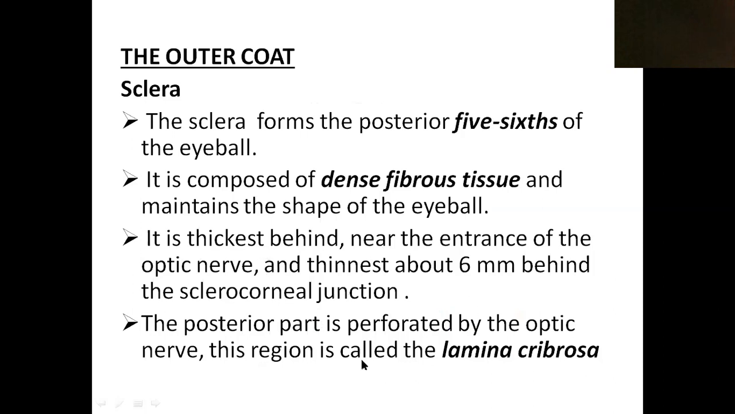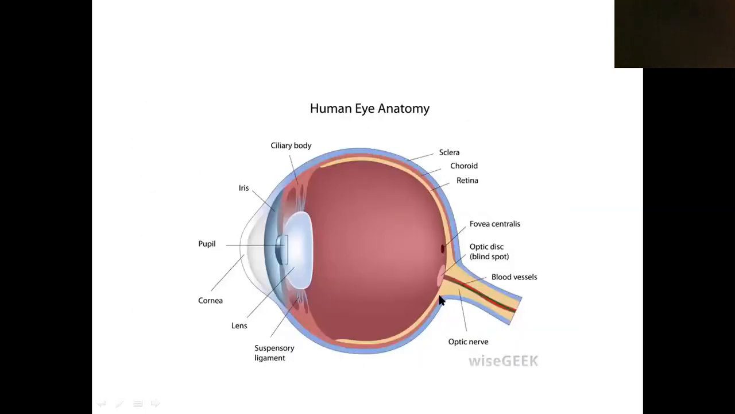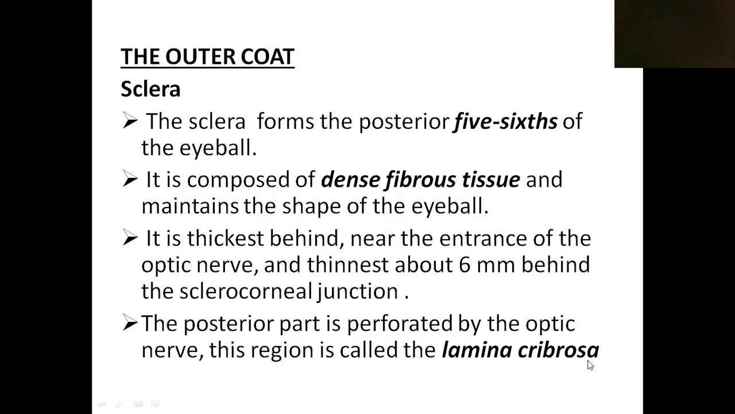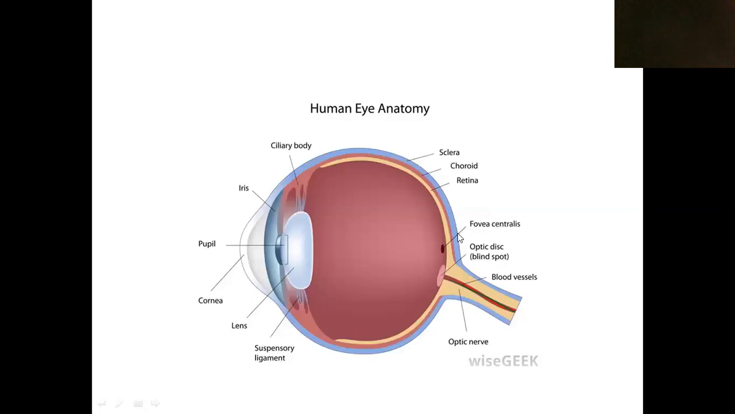Okay, and that posterior part is pierced by the optic nerve fibers. That particular part of the posterior part is known as what? Lamina cribrosa. Okay, see the point. The posterior part is the thickest part, and that thickest part is pierced by optic nerve fibers.